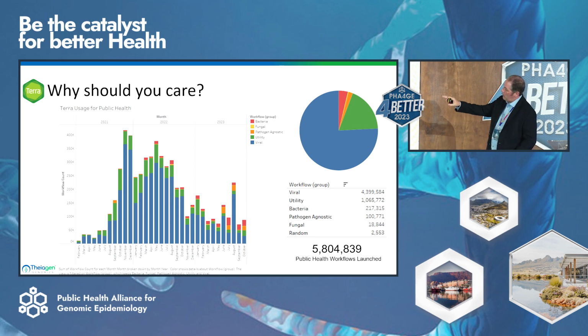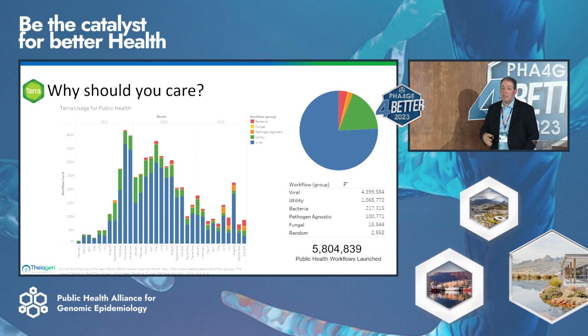And that large hump right there is mainly the Omicron wave, like the beginning of, during the height of the pandemic, Omicron, and the blue bars are essentially viral workflows. And you could see after that large surge, we still have steady usage of Terra and the workflows that Theiagen's created. And I've got some numbers here.